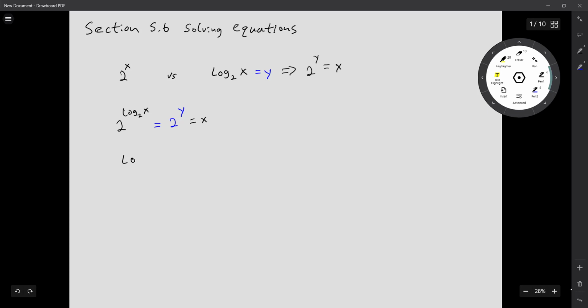Similarly, if I take log base 2 of 2 to the power of x, there we go. Well, this can only be equal to x, because that will mean that 2 to the x is equal to 2 to the x. So in both cases, they have collapsed to the variable x.